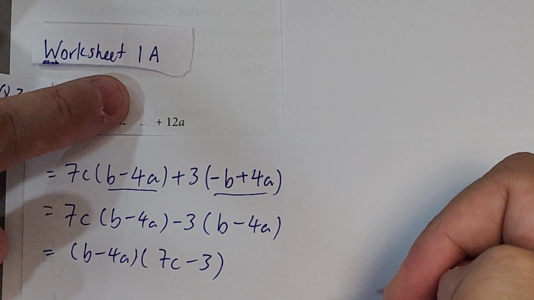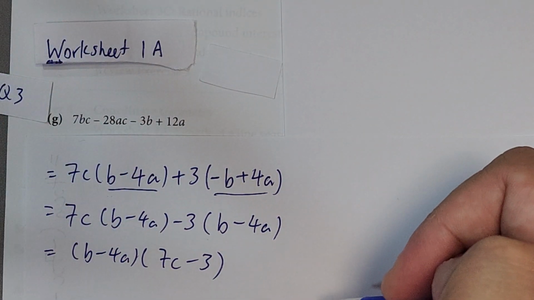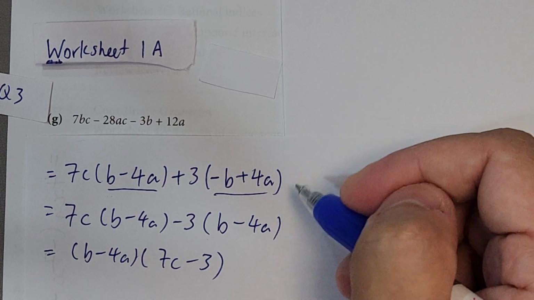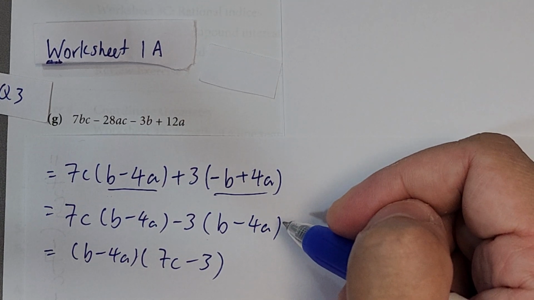So this is how you can do factorization by grouping and change the sign if there is a need.